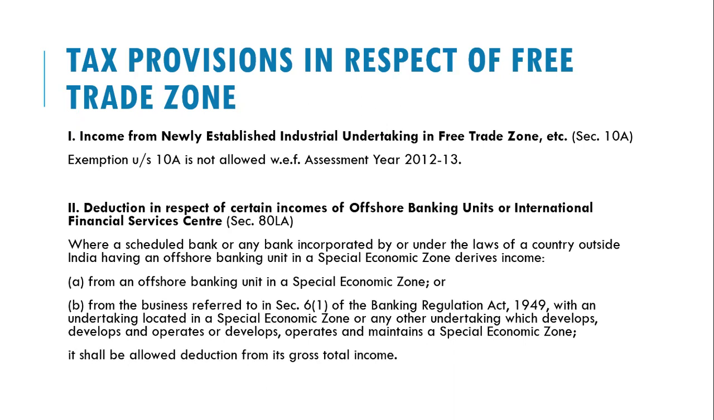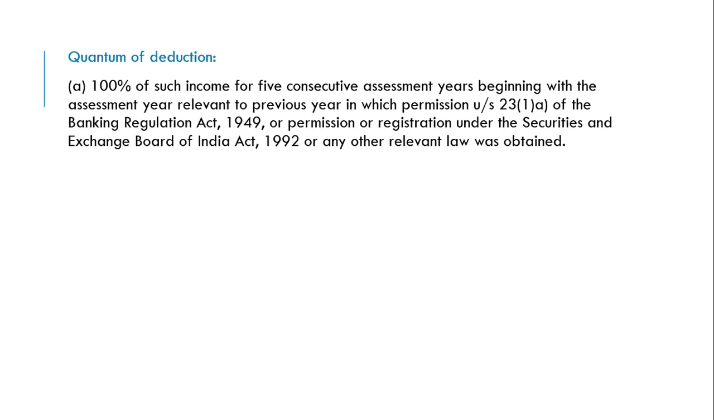They will get deduction from their gross total income. Now, how much deduction will they get? They will get 100% deduction for 5 years, if they get permission under section 23 subsection 1 clause A of the Banking Regulation Act 1949, or permission or registration under the SEBI Act 1992 or any other relevant act. If they get permission under section 23 subsection 1 clause A of the Banking Regulation Act, they will get it, or they have to get permission or registration under the SEBI Act. If they get that, they will get 100% deduction of their gross total income for 5 years.